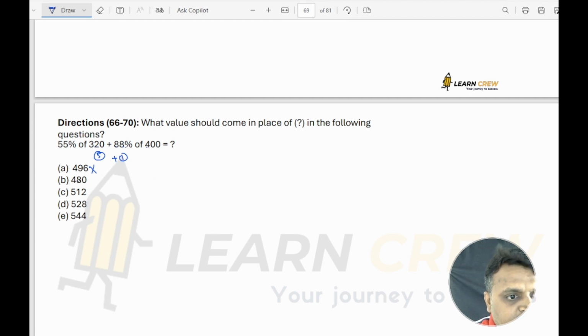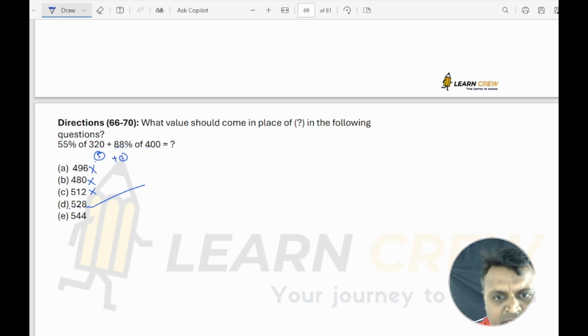Then if you see 4 plus 8, 12 is 3. It is 8. 5 plus 2, 7. 7 plus 8, 15. 15 means 6. The answer is 528. Checking again: 5 plus 5 is 10, which is 1. 1 into 5, 5. 8 plus 8, 16 means 7. 7 into 4, 28. 28 means 1. 5 plus 1, 6. Where do you get 6 here? 5 plus 2, 7. 7 plus 8, 15. 15 means 6. So the answer is 528.